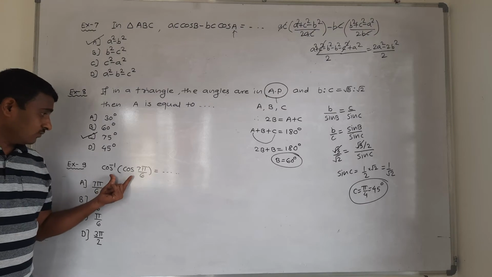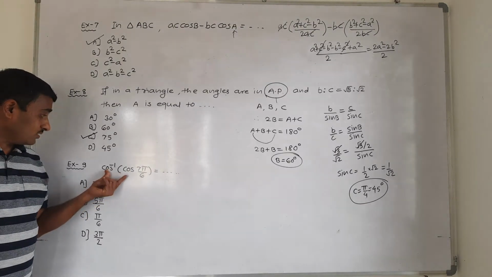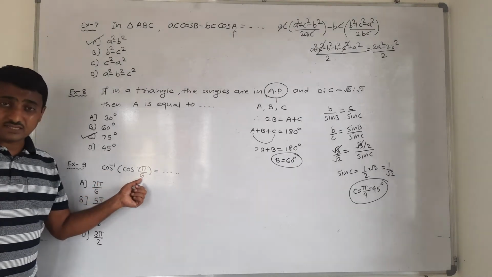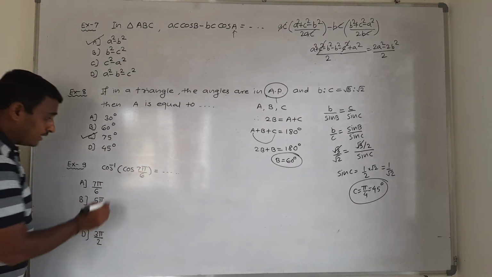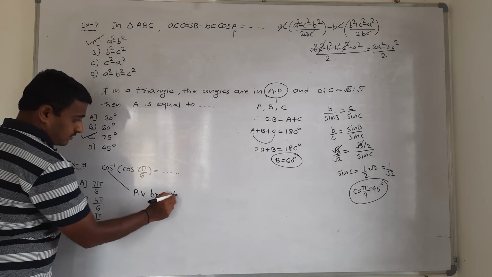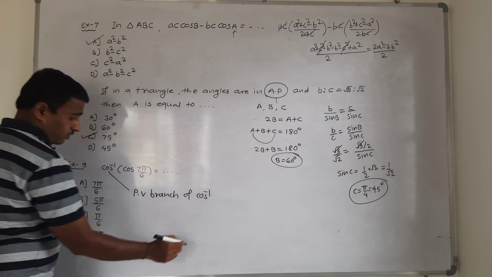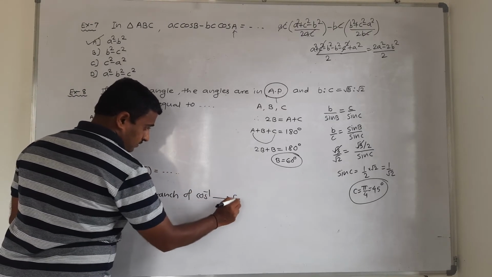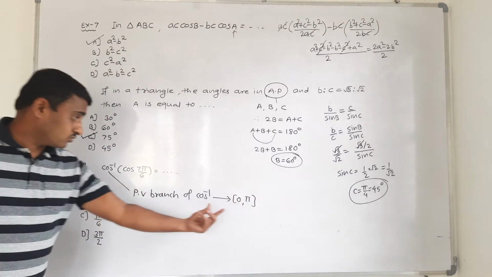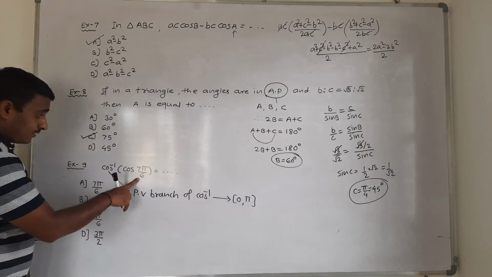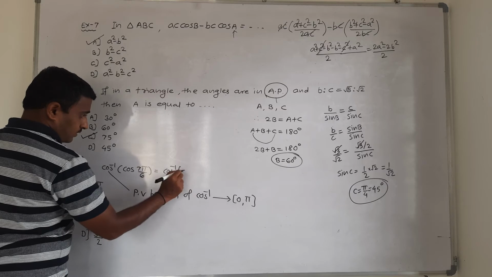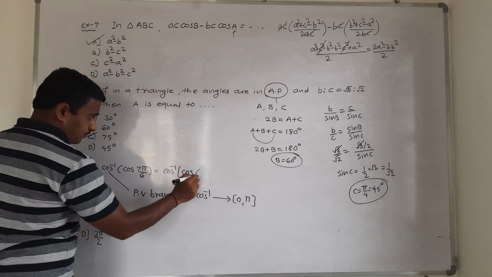Example number 9, cos inverse cos 7 pi by 6. Here cos inverse cos does not cancel, because this 7 pi by 6 does not belong to the principal value branch for cos inverse. What is the principal value branch for cos inverse? The closed interval 0 to pi. So 7 pi by 6 does not belong to this 0 to pi. Therefore, I write cos inverse cos 7 pi by 6 as cos inverse cos of pi plus pi by 6.